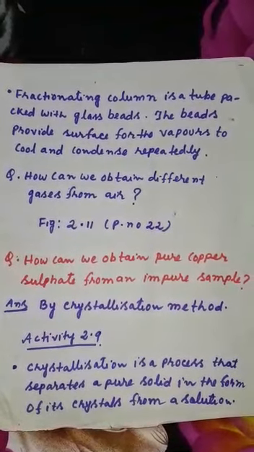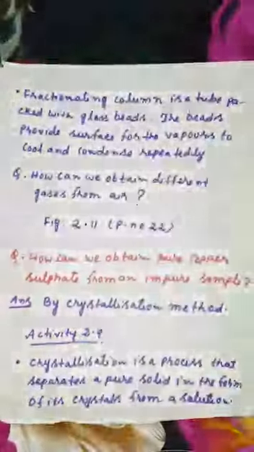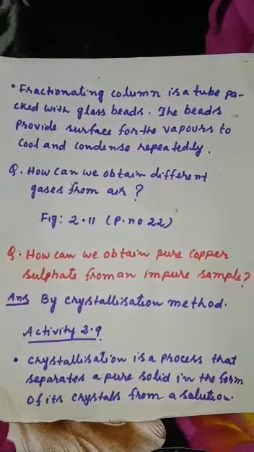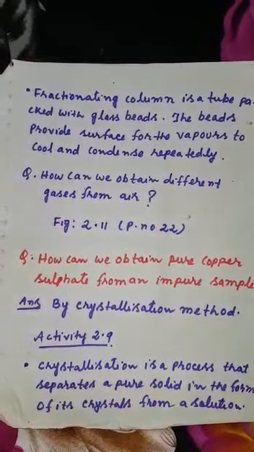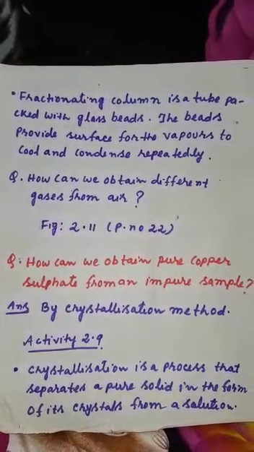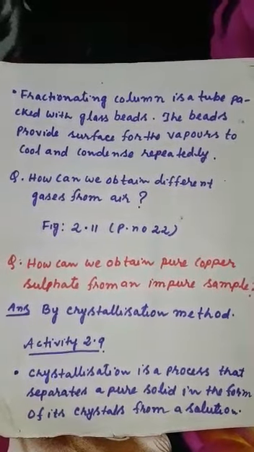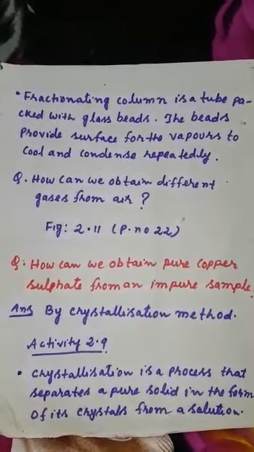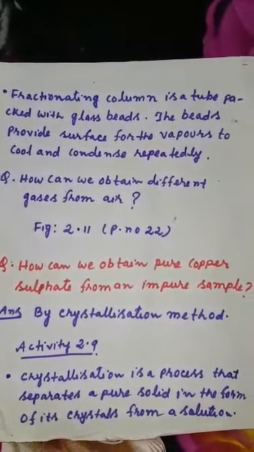fractional distillation method is used to separate those liquids having a very small difference in their boiling points. So what will happen, these glass beads will provide enough surface for the vapors to cool and condense repeatedly. Here the main work will be done. So this is the main difference between the simple distillation method and the fractional distillation method.